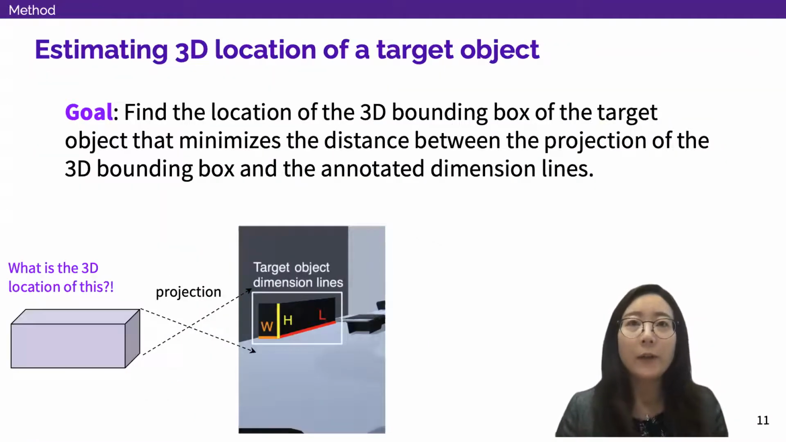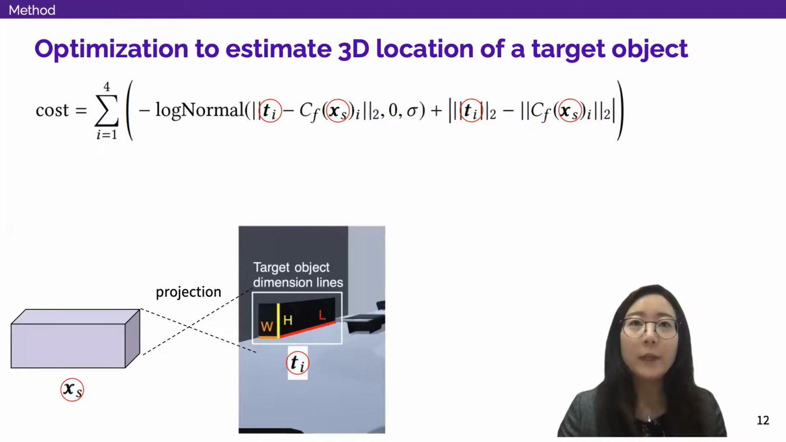Using the crowd workers' annotations, our goal is to find the location of a 3D bounding box whose projection onto the 2D image has minimum distance with the annotated dimension lines. To minimize the distance between these two, we used an optimizer with the above cost function.